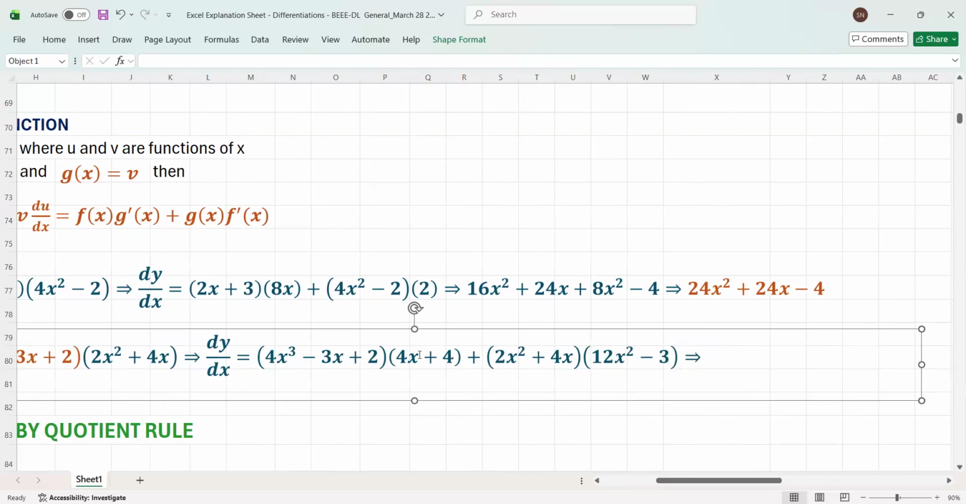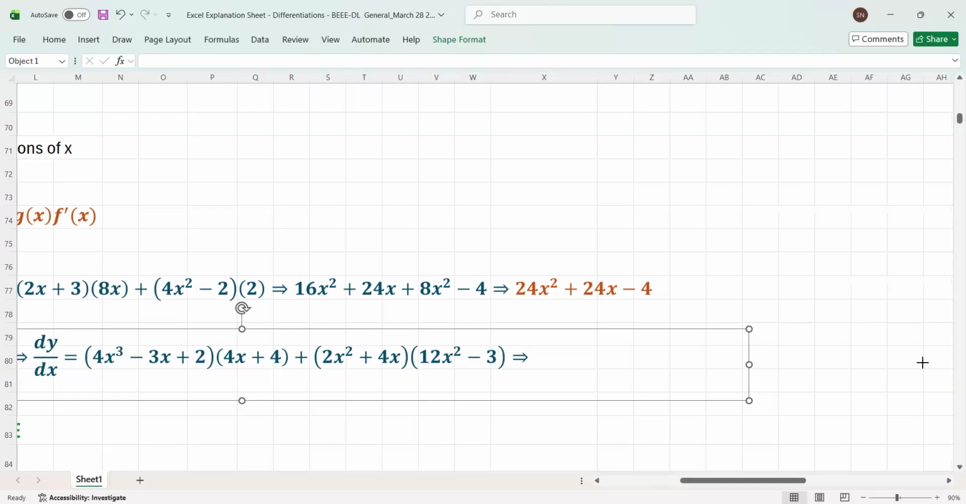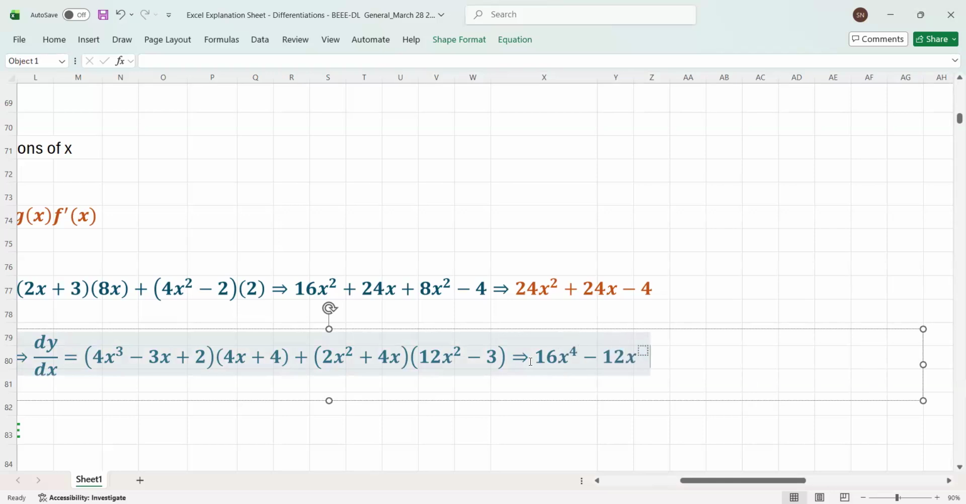I hope that we can all do that. I'll do it and leave the grouping for you to continue. Okay, so 4x will multiply 4x cubed. That will give us 16x to the power 4. And then we have 4x multiplying negative 3x. That will give me negative 12x to the power 2. And then 4x multiplying 2. 4 times 2 is 8. So that gives me 8x.